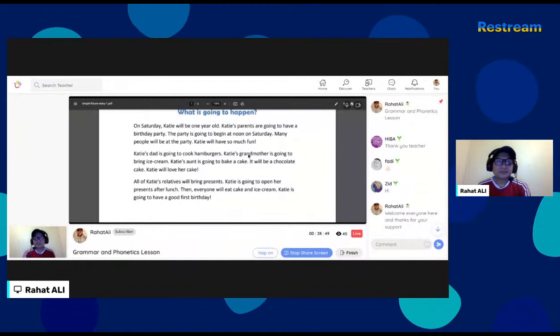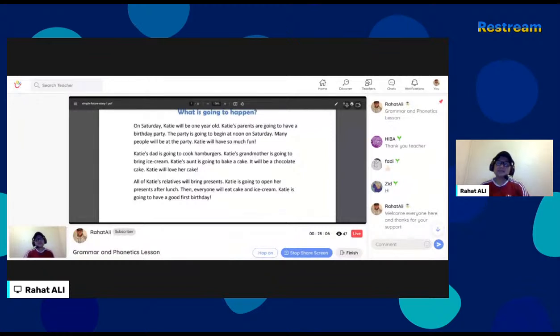Okay, next paragraph. Katie's dad is going to cook hamburgers. Now this sound, burger, hamburger. Once again, please bear in mind there is no R sound in British English. If you say hamburger like this, that is American English. But if you don't pronounce the R sound in both the bar and the gar, hamburger, then it is British English.